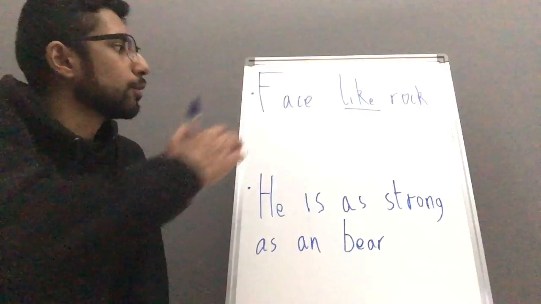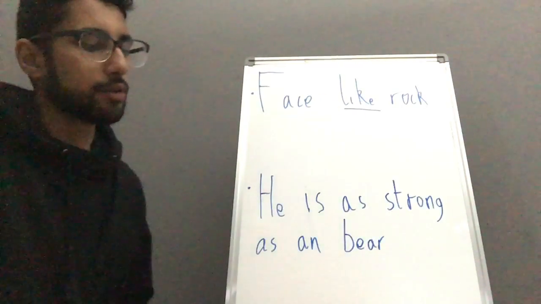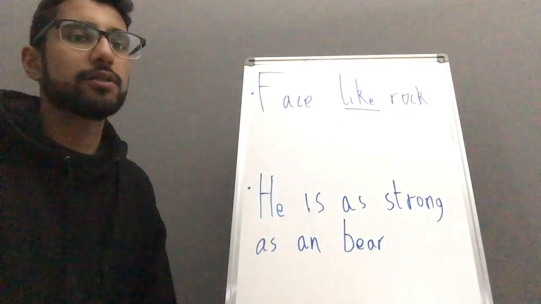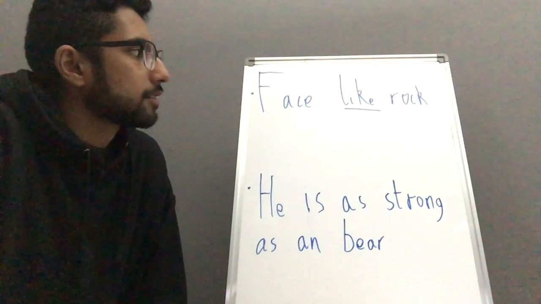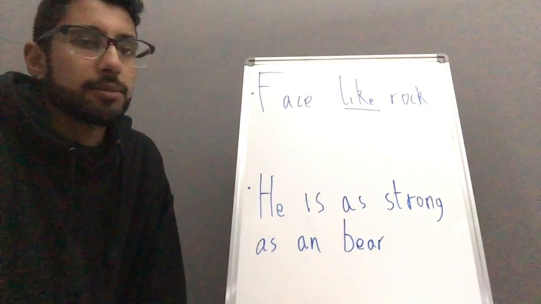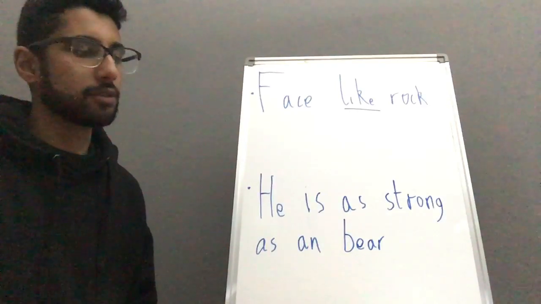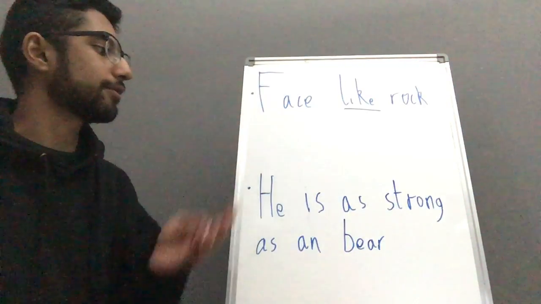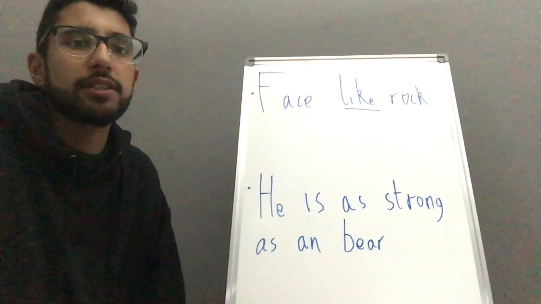So you don't always have to be literal with the simile, you don't always have to say exactly what you mean. What you're doing is you're using maybe a bit of a strange, different or abstract concept, an abstract idea or an abstract description to describe whatever it is that you want to describe. So here it would be the face, a face like rock, a very hard, unforgiving face.